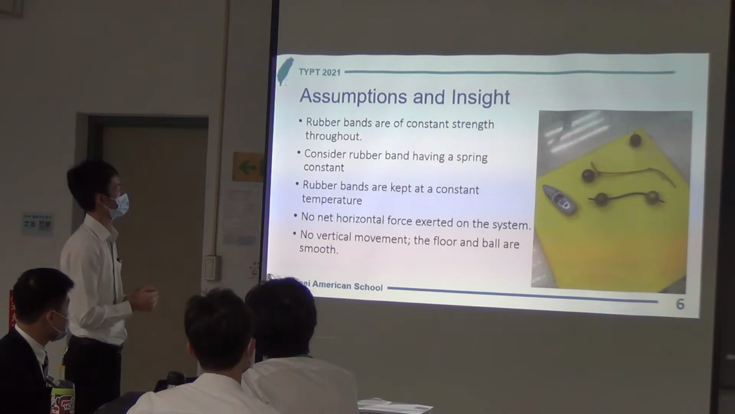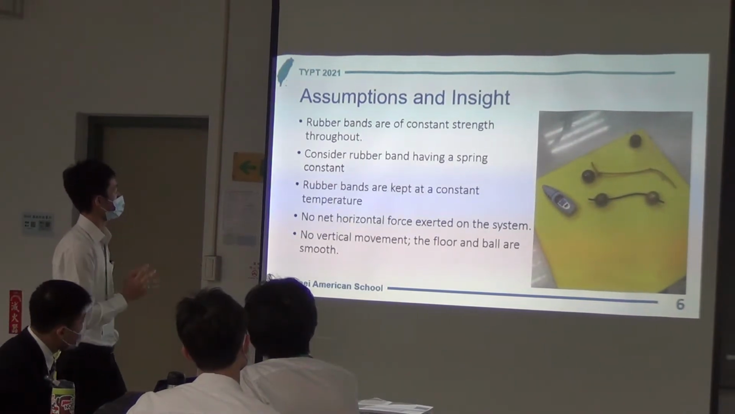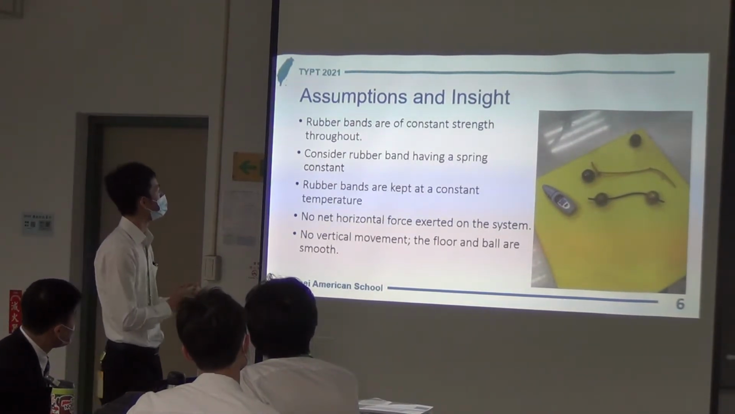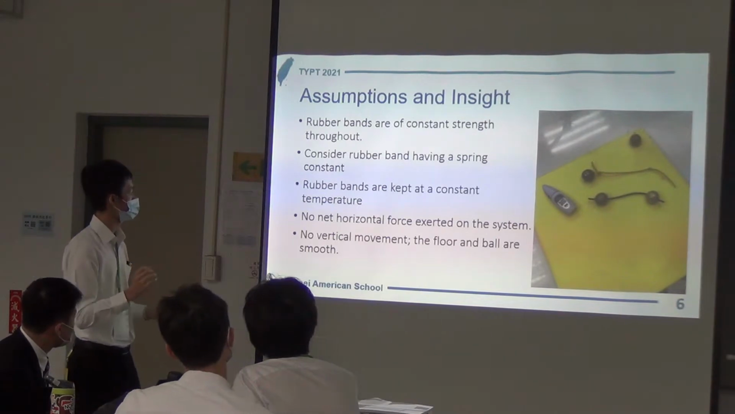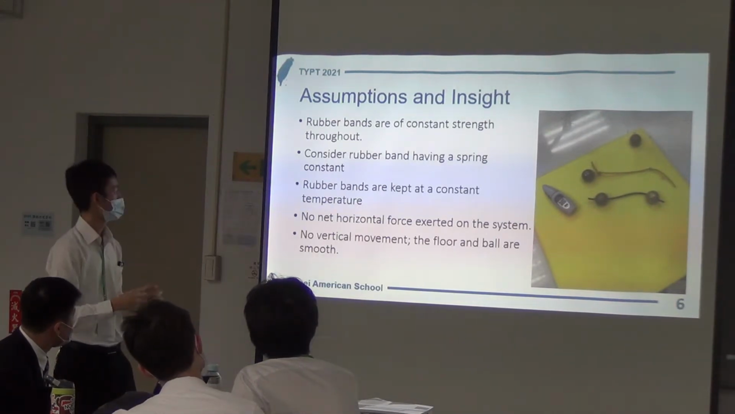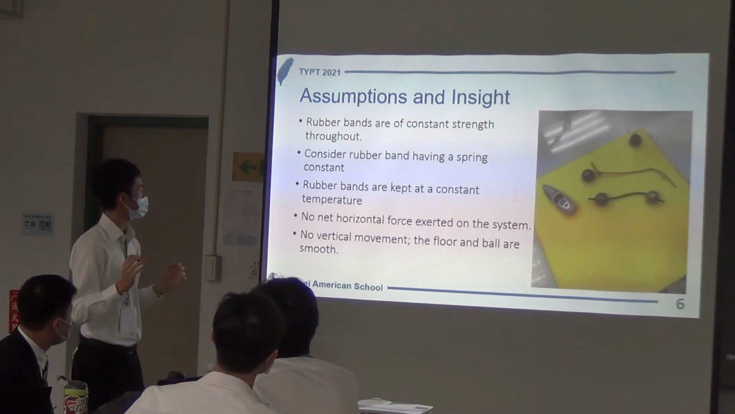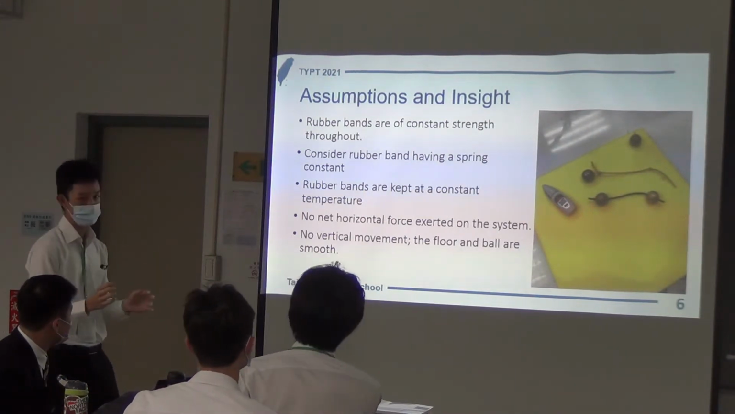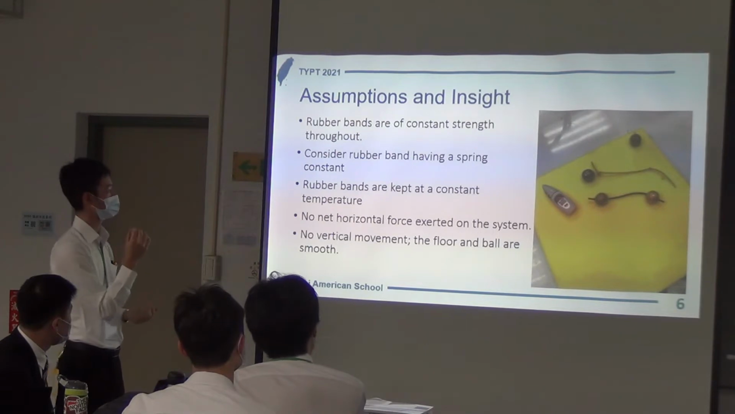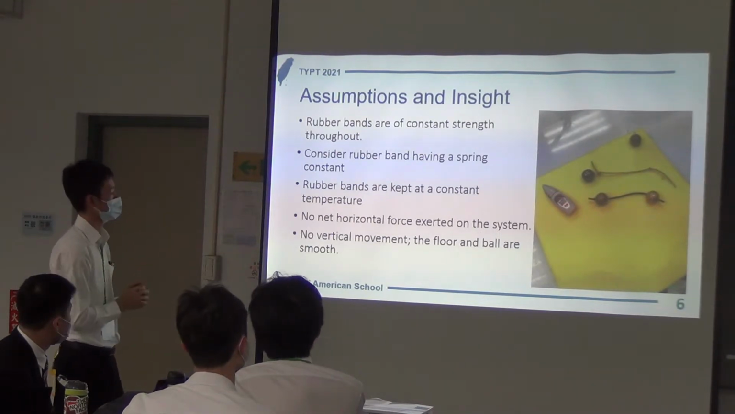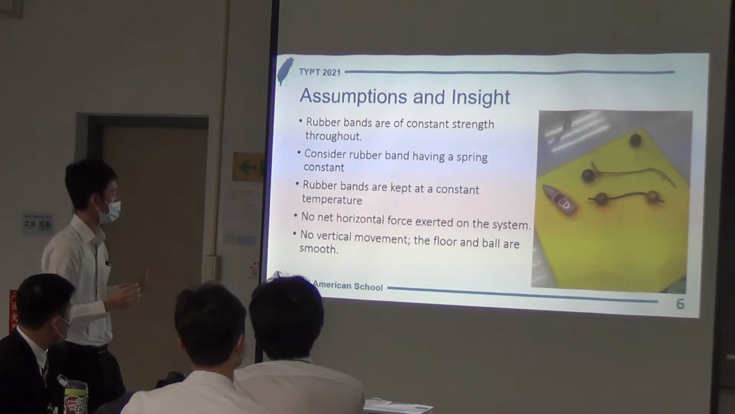So here are our assumptions and some little insights. The rubber bands are constant strength throughout. We consider the rubber band having a spring constant. If you have questions about this, we have some extra slides at the end that show this. Rubber bands are kept at a constant temperature because, as you know, the thermodynamical properties of rubber bands assume this.